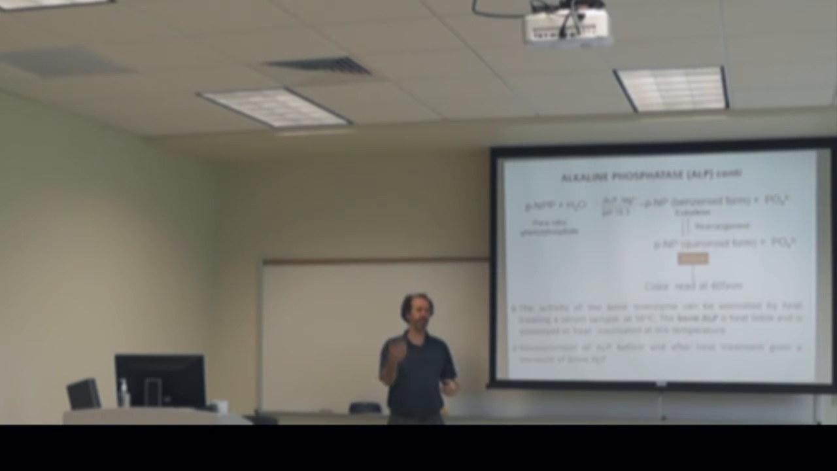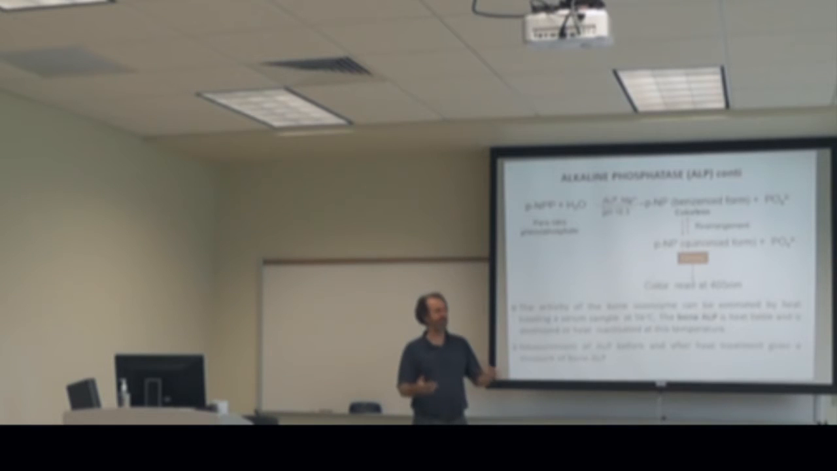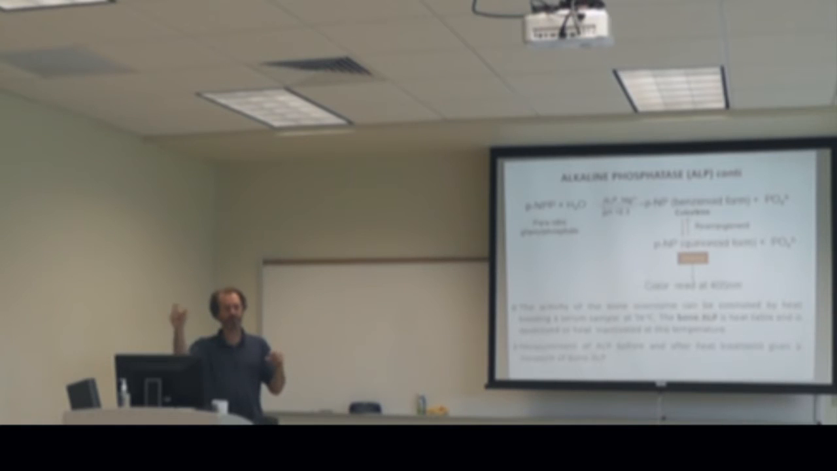So we'll read total ALP, get an assay for total ALP activity, and compare it to the heat treated sample and see if there's a difference, and then you can calculate how much of the total was the bone ALP activity. Measurement of ALP before and after heat treatment gives the measurement of bone ALP. We're just going to have 2 samples, and we'll heat treat one, and then we'll incubate both at 37 with the substrate.